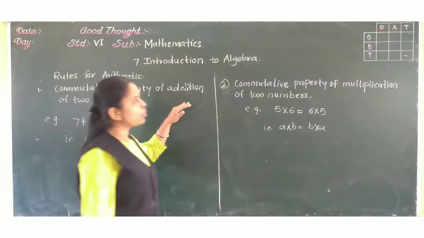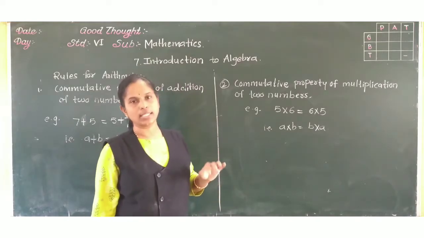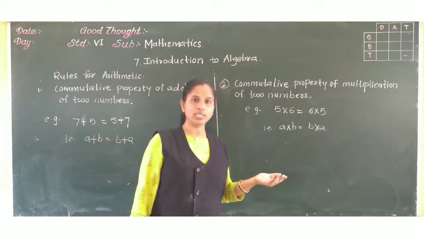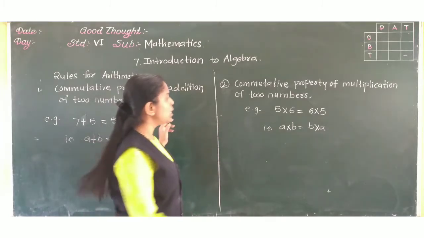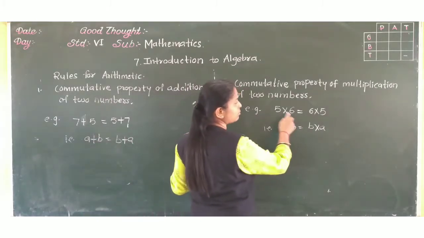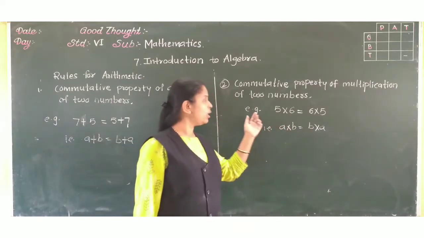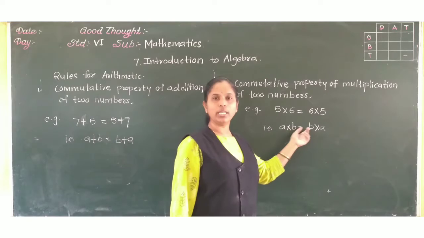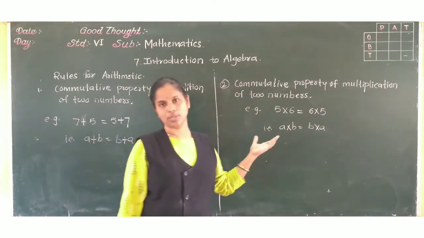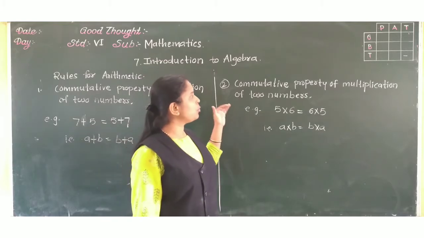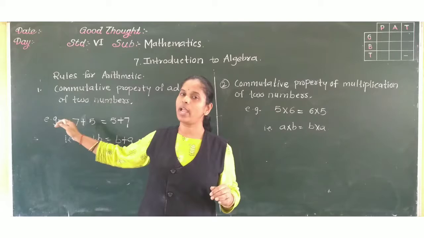Now, commutative property of multiplication of two numbers. Means 2 3s are 6 and 3 2s are also 6. That is commutative property of multiplication of two numbers. So, how to write this in the form of a rule? See here, A into B is equal to B into A. Like a formula it becomes. Okay, this is the commutative property of multiplication. This is commutative property of addition.